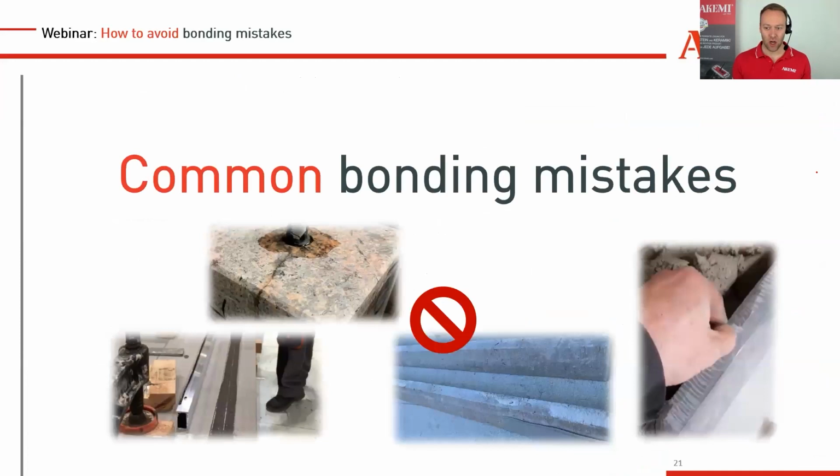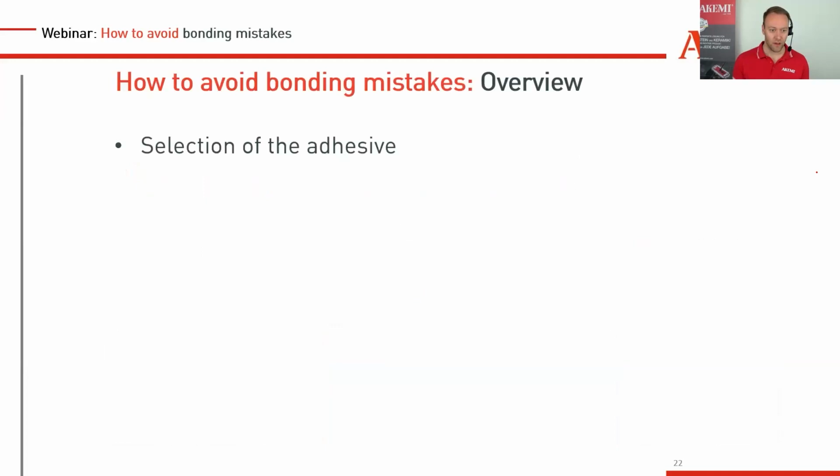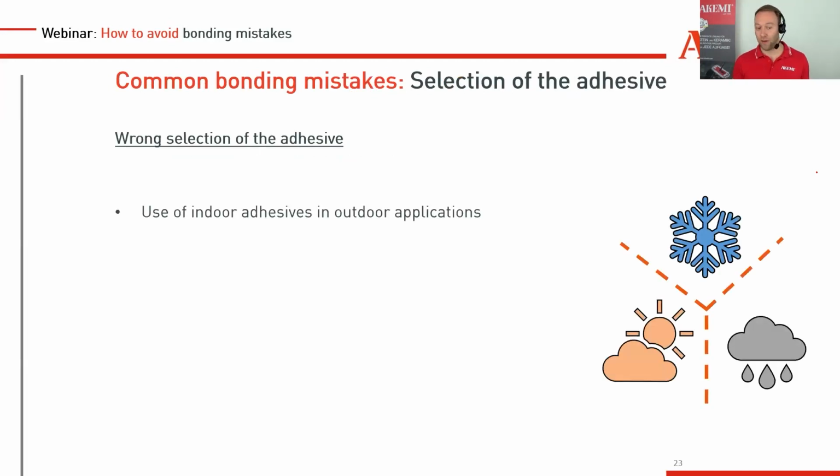Good. So now let's start with the common bonding mistakes. What can be done wrong, or what is sometimes done wrong? Yeah, selection of the adhesive. So that means the wrong adhesive was chosen for the application. For example, they use indoor adhesives for outdoor applications.